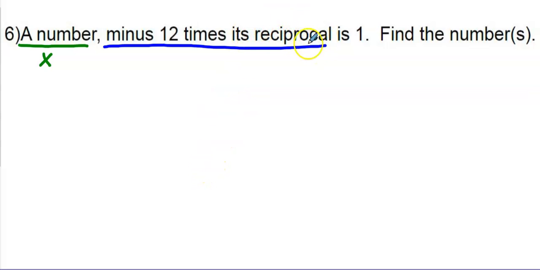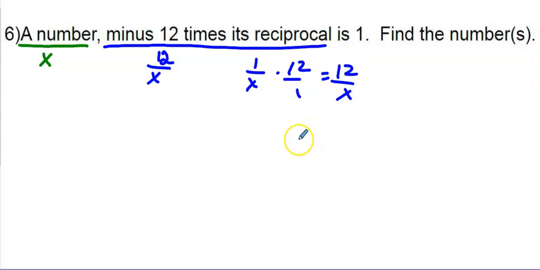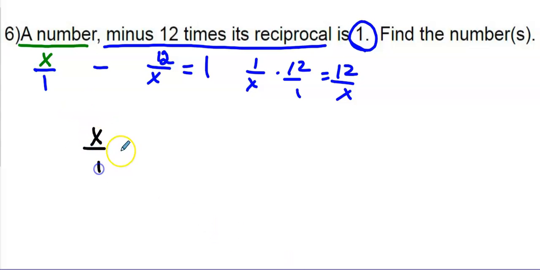The reciprocal of X is 1 over X. But 12 times that is going to be 12 over X, because think about it, 1 over X times 12 over 1 is 12 over X. This is X over 1. So X over 1 minus 12 over X equals 1. That's my equation. X over 1 minus 12 over X equals 1.